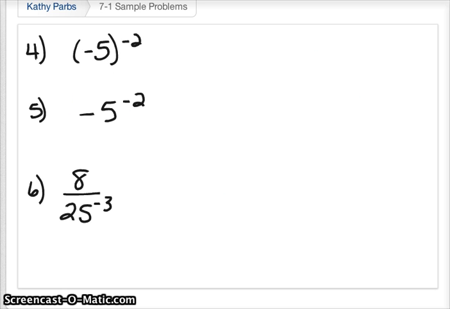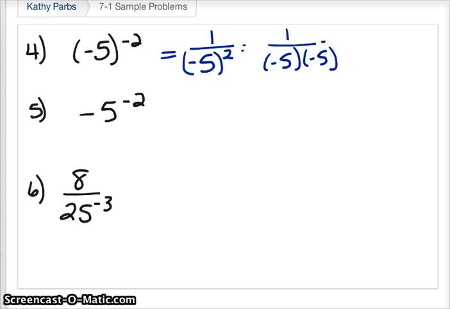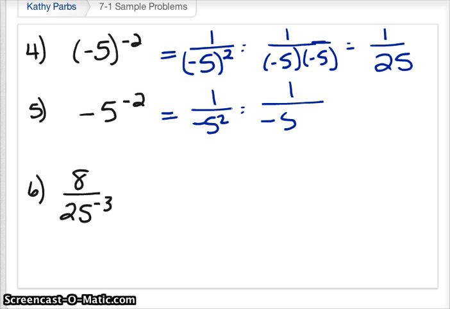In this one we have negative 5, the whole thing, to the negative 2, so that would be 1 over a negative 5. Don't forget your parentheses, squared, which would be 1 over a negative 5 times a negative 5, which would be 1 over 25. Notice this one has no parentheses, so it's 1 over a negative 5 squared. This time all we're squaring is the 5. So this would be 1 over a negative 25. Make sure you understand the difference that the parentheses make.